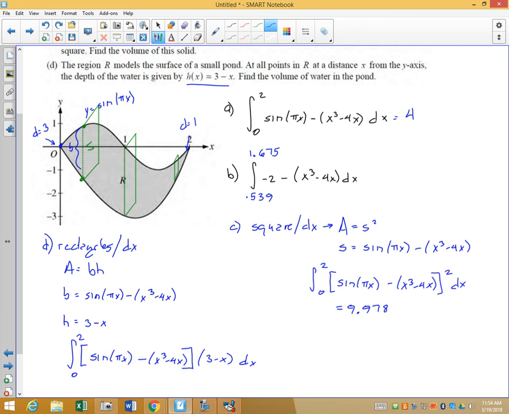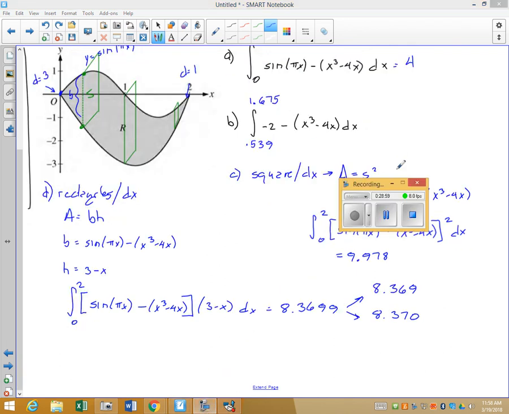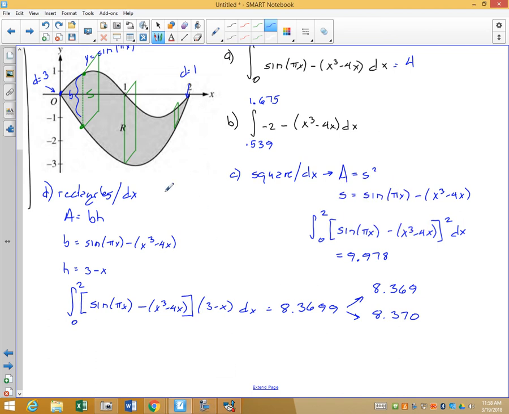Does it want the actual answer? It does want the actual answer, so we do need to punch this in the calculator. Here, let's at least record and show that answer. There's that answer. Threw that in the calculator. And make sure you round to 3 decimals.